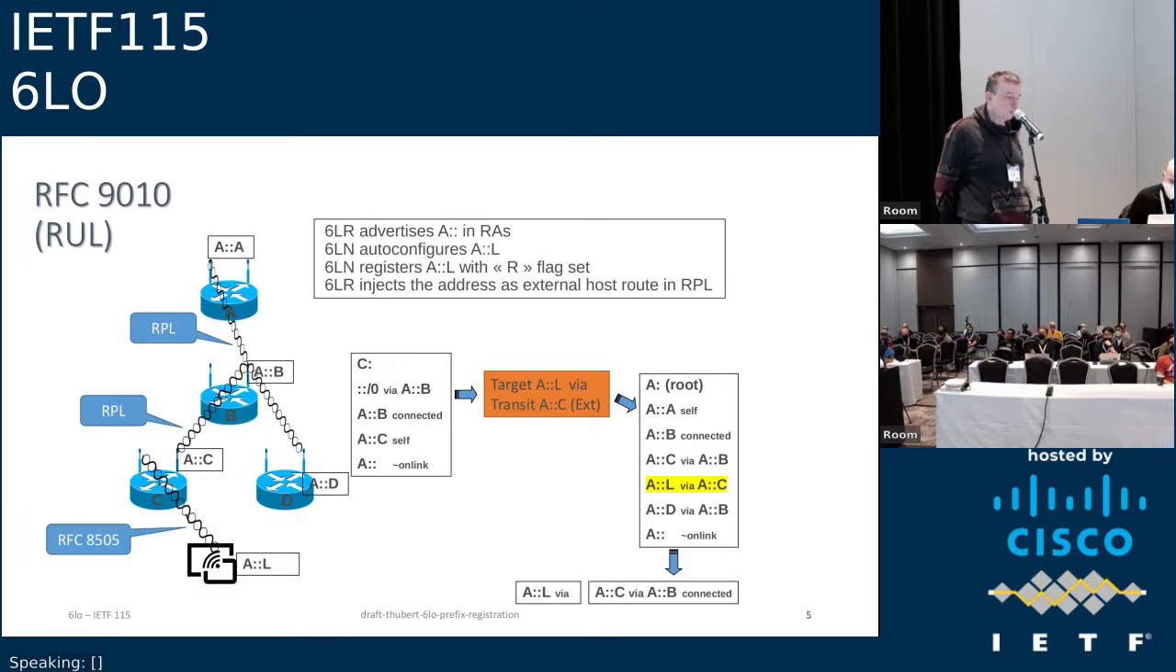Usually the tunnel will terminate at the node because it's RPL aware. But here we don't even expect that the node L is capable of terminating the tunnel, so we terminate it at C. Now we have this for hosts, but next slide, please.